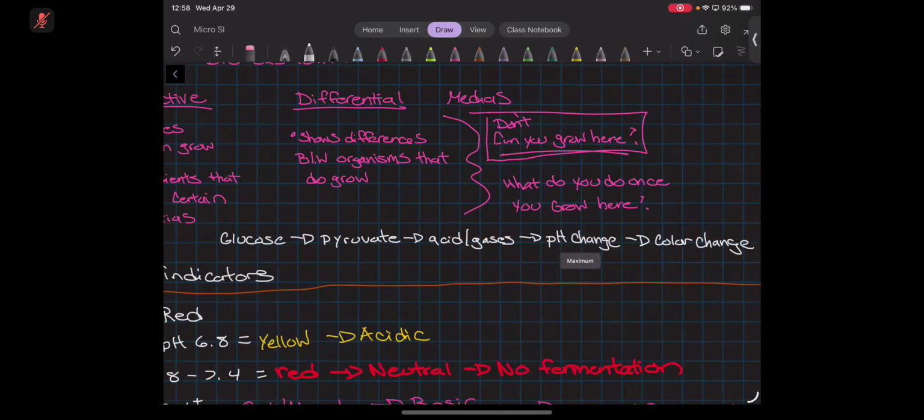So bacteria breaks down glucose, which makes pyruvates. Then the pyruvates form into acid or gases, which changes the tube color because of the pH change. Right, thank you. You're welcome. Skip all that because you guys don't need to know this.